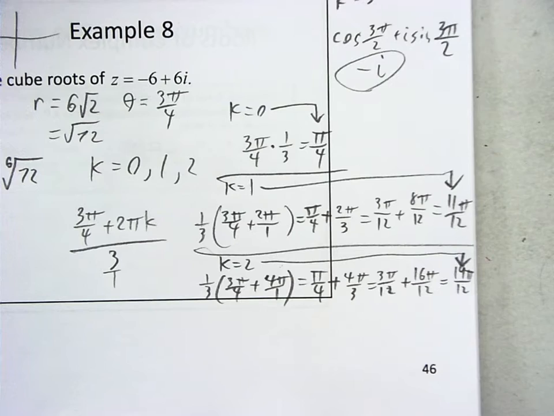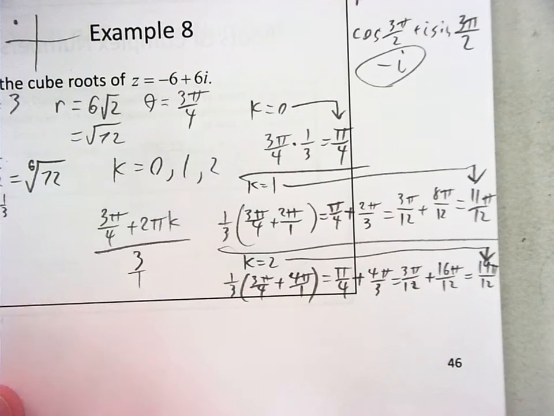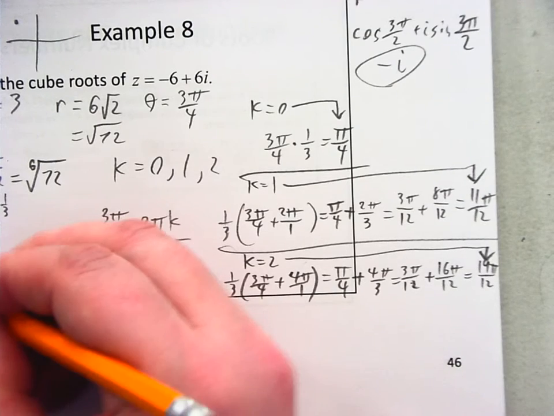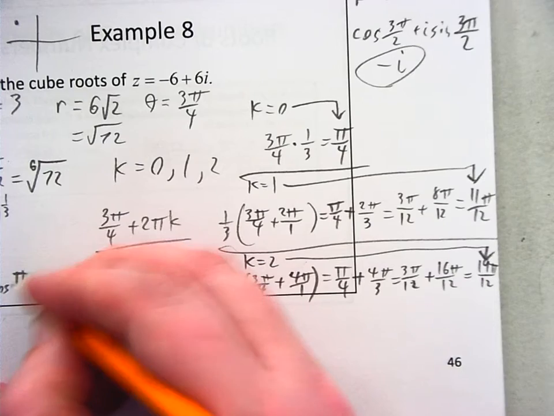So, I still need to put this all together. So I'm going to take the sixth root. Now, if I want exact, then that's going to be the sixth root of 72 times cosine of pi over 4.